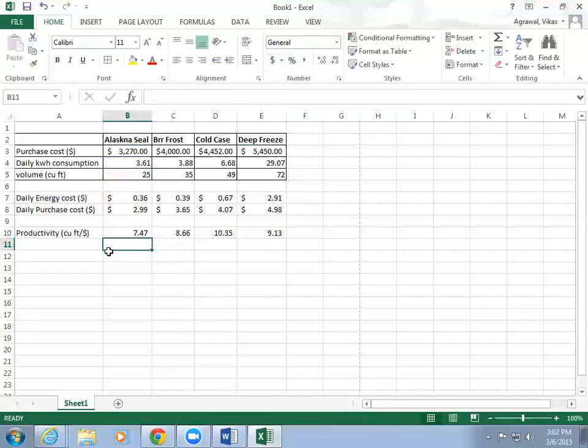So, which means that for every dollar you're putting in, whichever one is giving you the most storage space is going to win, right? So obviously, I see that this guy is giving me the most cubic space per dollar input, okay? So I'm going to go with this one. This one is giving me higher productivity. Are you guys with me?